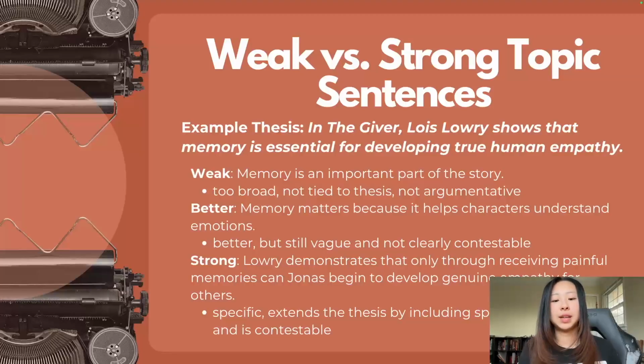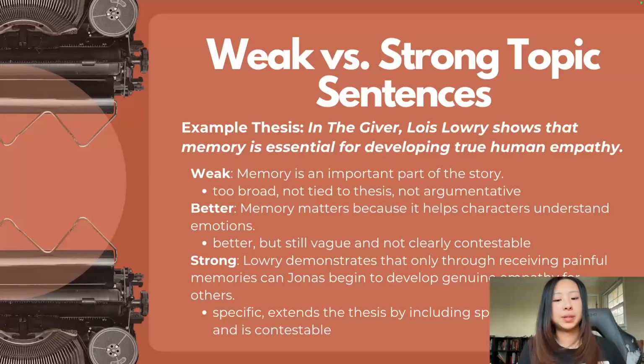So a better topic sentence is, memory matters because it helps characters understand emotion. So why is this better? It's more connected to the thesis. It explains why memory matters, and it actually moves the argument forward rather than just stating a fact. So how can we make it strong? Well, we can be specific about how memory affects this character, and we can also focus on a particular example or outcome in the story.